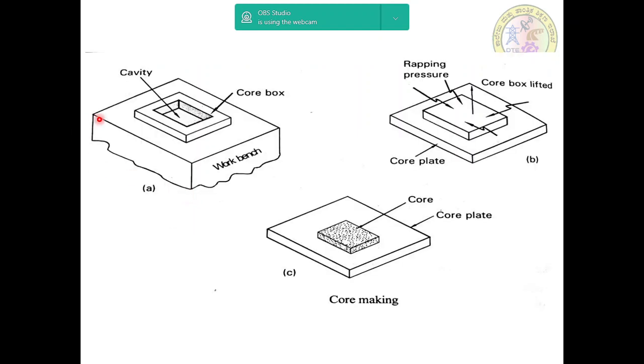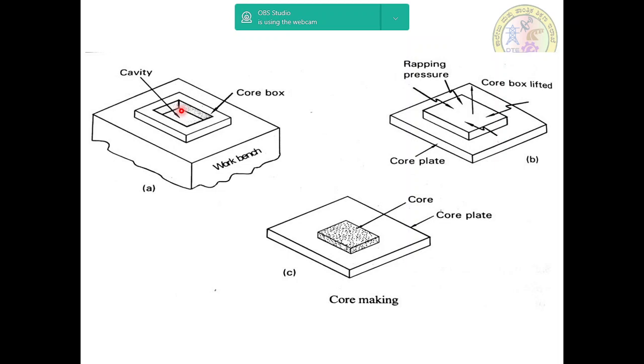Here I will show here. Here the prepared core sand mixture is rammed manually into the core box. Here above the workbench, you can place the core box. After placing the core box, initially you have to prepare the core sand. You can fill this cavity. You have to fill the sand.